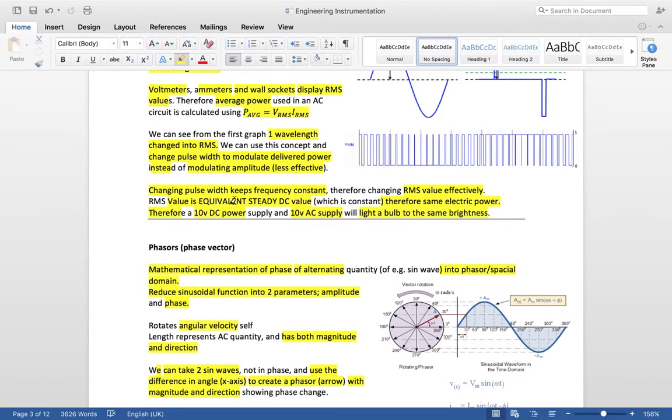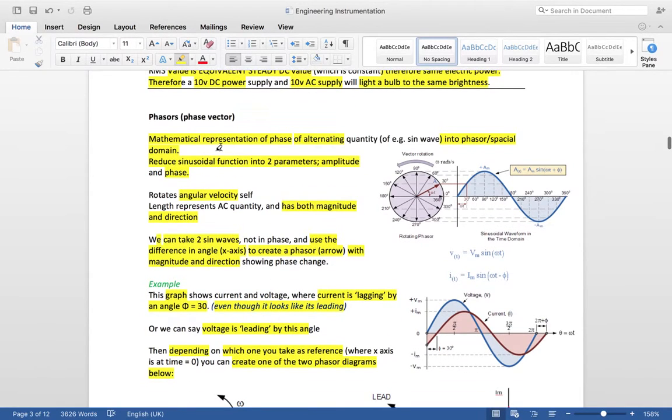Changing the pulse width keeps the frequency constant, and as a result, we get an effective RMS value. The RMS value is equivalent to the steady DC value, the direct current, and therefore gives the same electrical power. So if something displays 10 volts in DC, it means 10 volts in AC supply, and the light bulb has the same brightness.